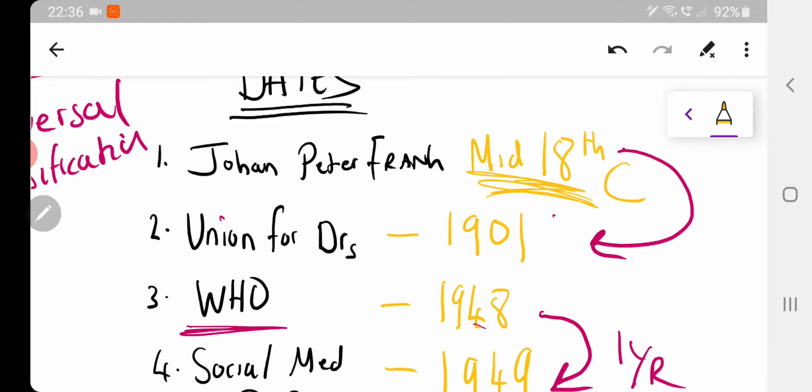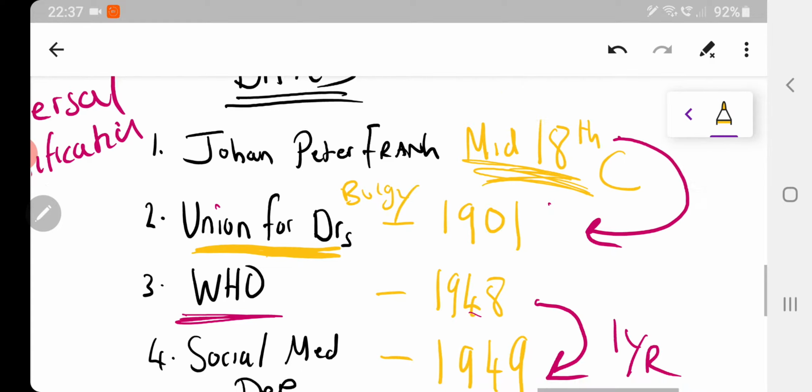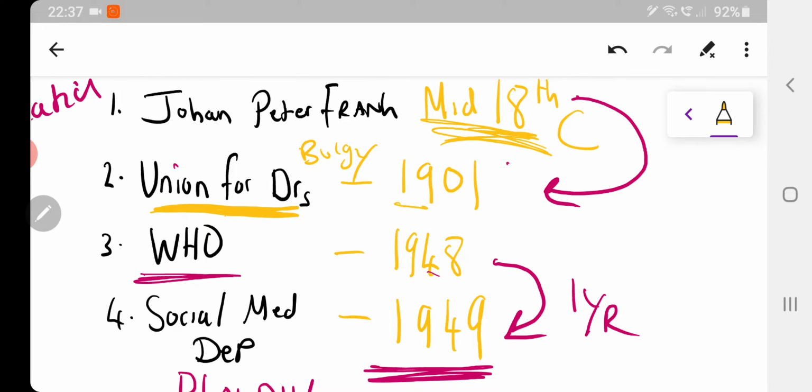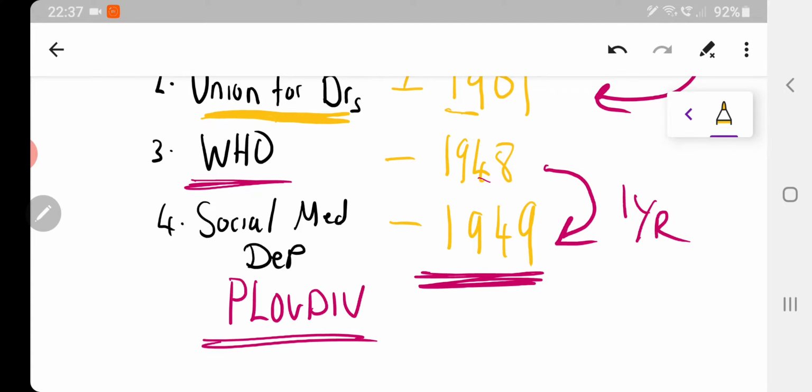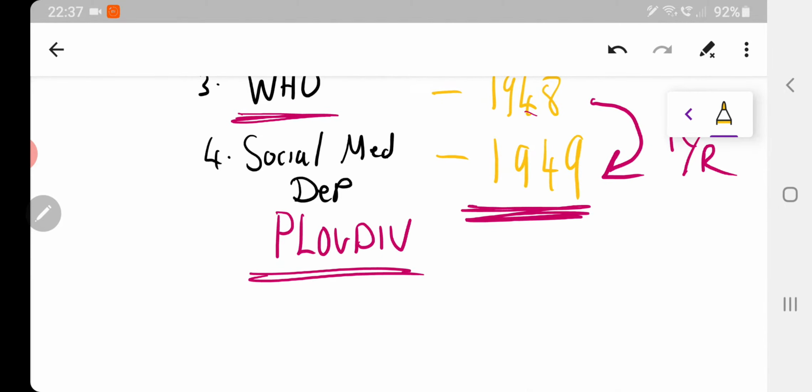Okay. Second one. A union was made for doctors in 1901 in Bulgaria. 1901. So we got 18 here and 19 here. Alright. World Health Organization made 1948. Why was it made? It was made on the premise of ensuring the highest level of health for all people, something like that. Then 1 year after, 1949, the first social med department was made in Plovdiv.